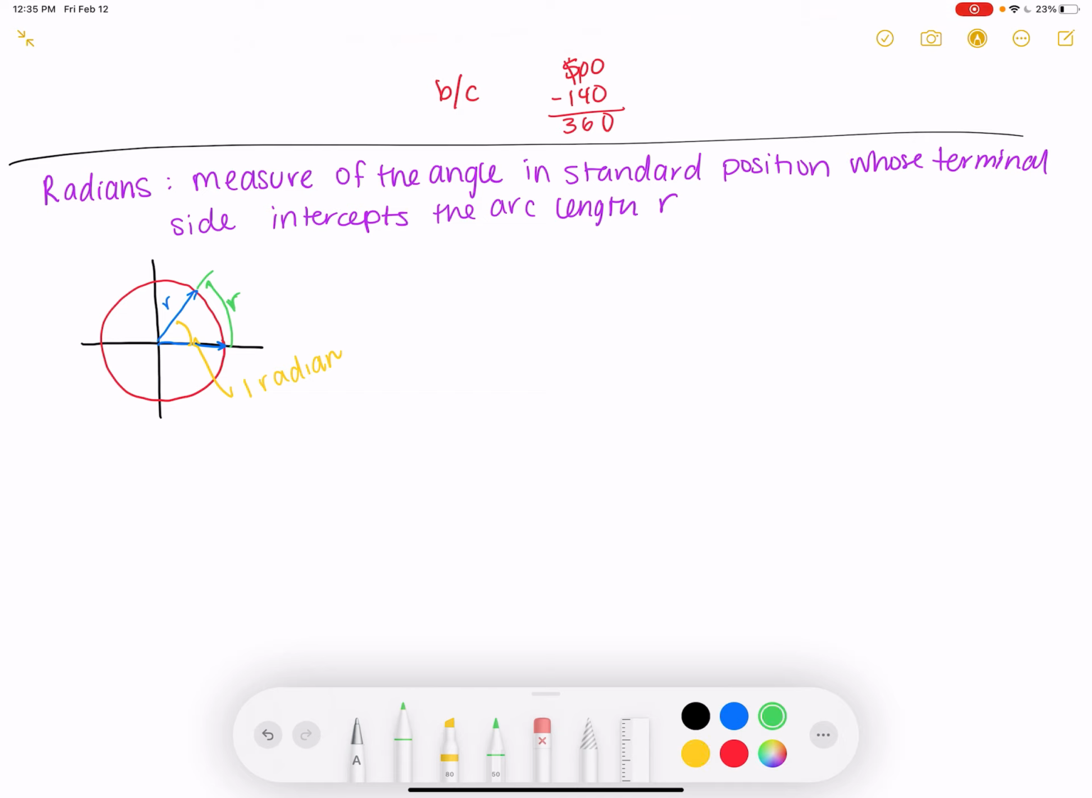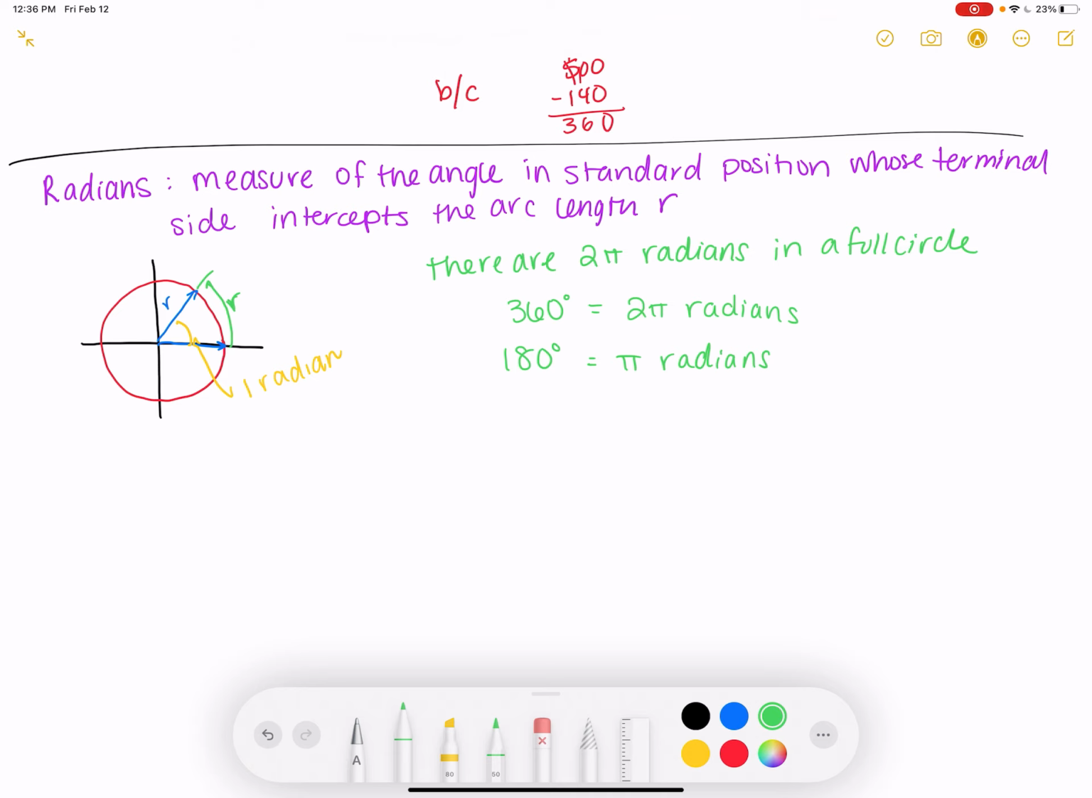Okay, so some facts about this. There are 2 pi radians in a full circle. 360 degrees is equal to 2 pi radians. And 180 degrees is equal to pi radians. Okay, and there's just a couple more things. So I know this video is a little long, but I just want to go ahead and get through it.